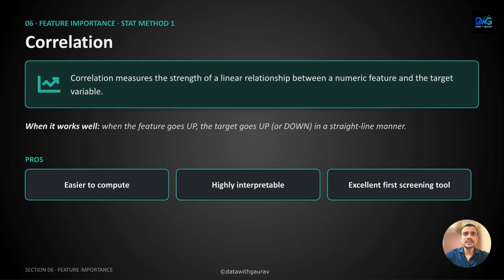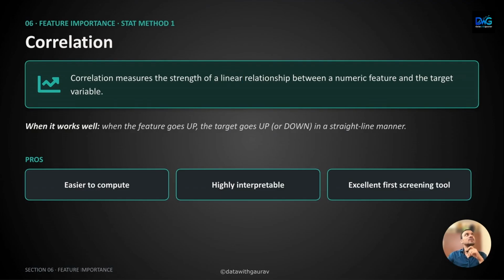Let's begin with the first statistical method for measuring feature importance, that is correlation. Correlation measures the strength and direction of a linear relationship between a numerical feature and the target variable. The keyword here is linear. That means correlation works best when changes in the feature are accompanied by a consistent change in the target, following an approximately straight line pattern.